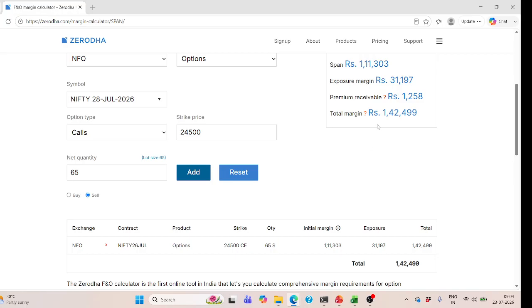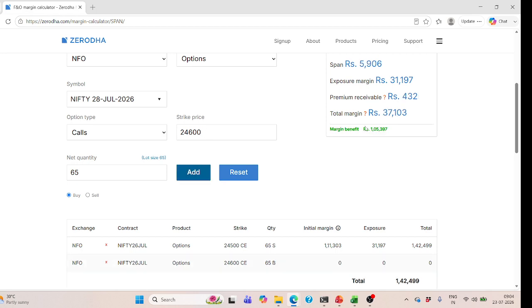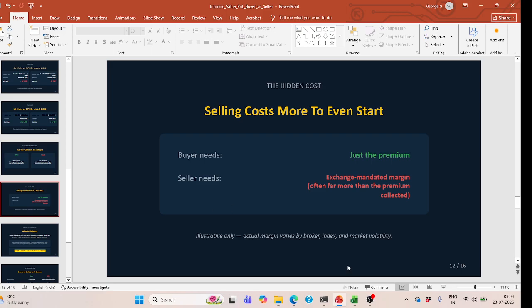Now, as I said, 1.42 lakhs is needed for selling. There is always something called spreads, a hedging strategy, where if you buy one strike above this, your margin substantially goes down. So now the total margin required is only 37,000. From 1.42 lakhs, it has come down to 37,000. But similarly, the ROI and everything will alter accordingly. So that is one thing that we need to understand. So let me go back to this.